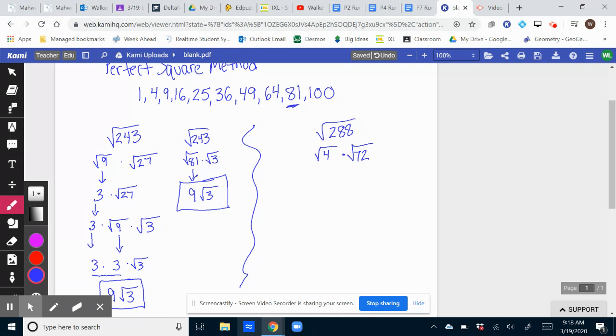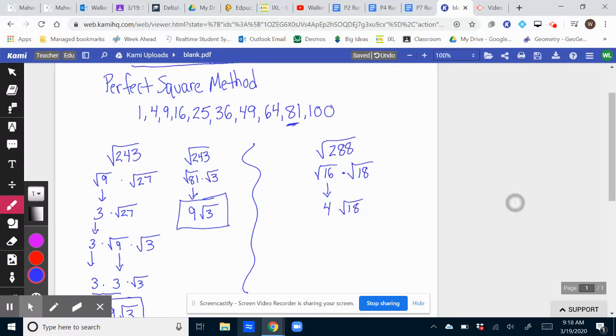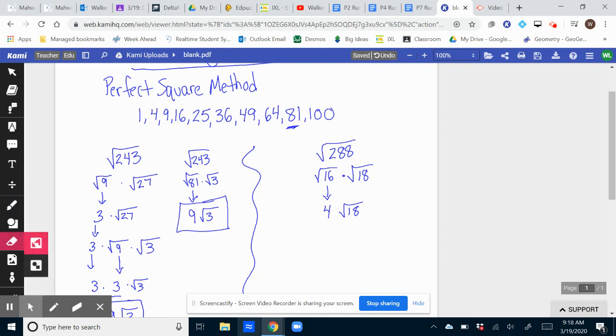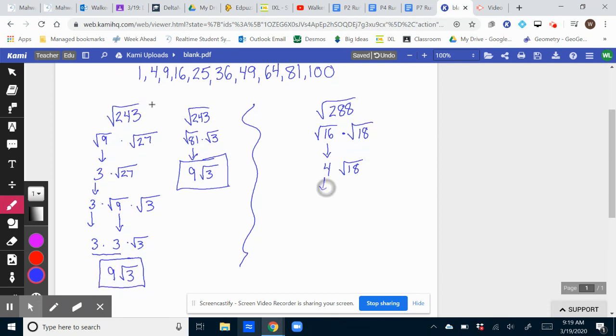So since 16 goes in evenly, I'm going to do that one. So I have 16, and in your calculator, 288 divided by 16 is 18. The square root of 16 is the whole number 4, so we have 4 radical 18. You have to say, can 18 be broken down further? Can 18 be written as a product of any of these perfect squares? And you guys know 9 goes into 18, so don't forget to bring that 4 down. 18 is 9 times 2.